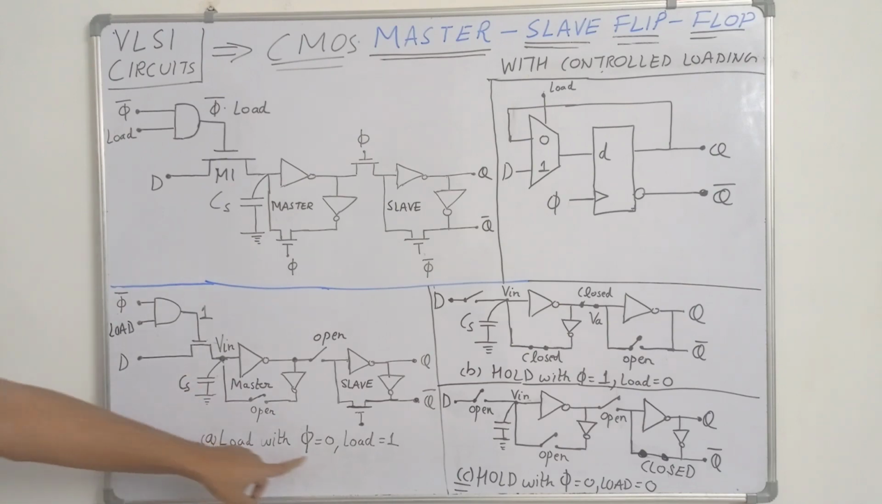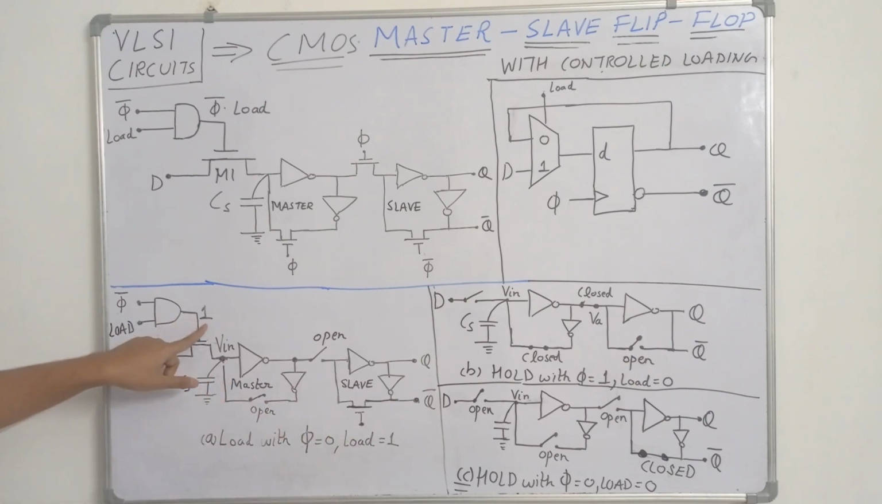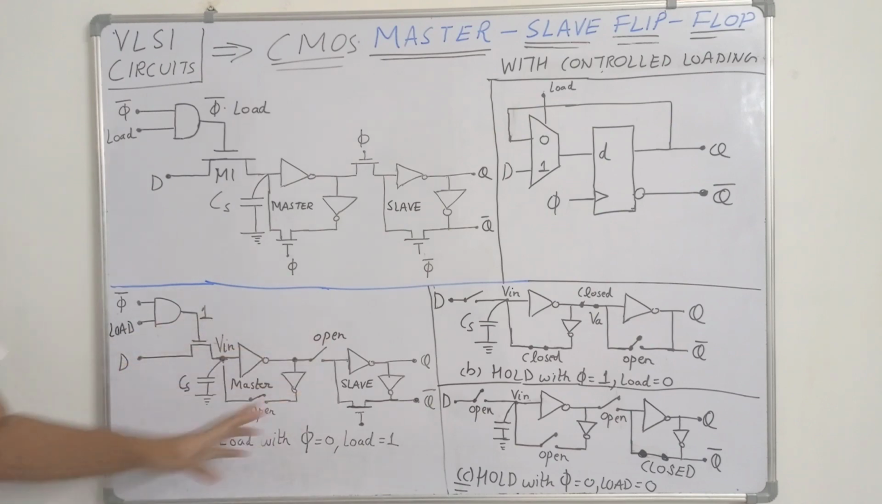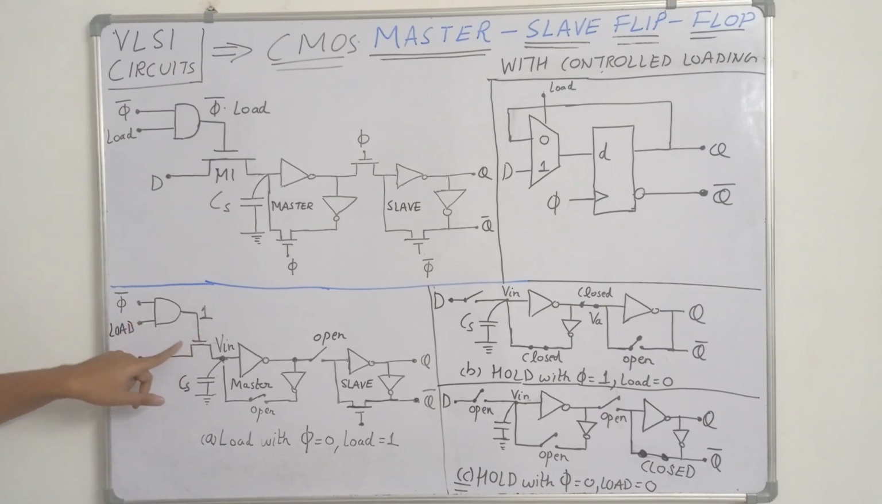So when phi equal to 0 and load equal to 1, then this will be 1. In this case, the circuit will perform identically to the operation of the original circuit, because this is 1. So this loading will be happening.